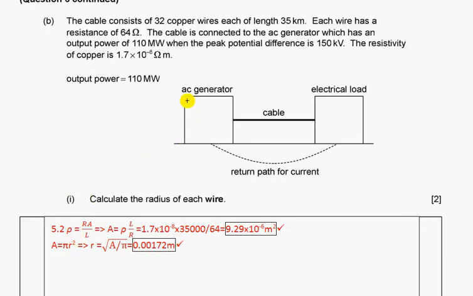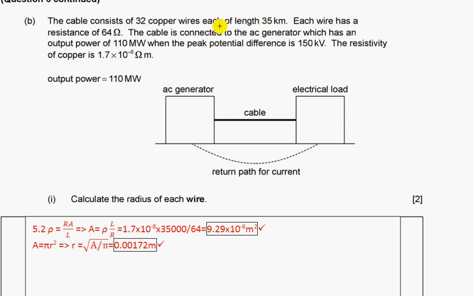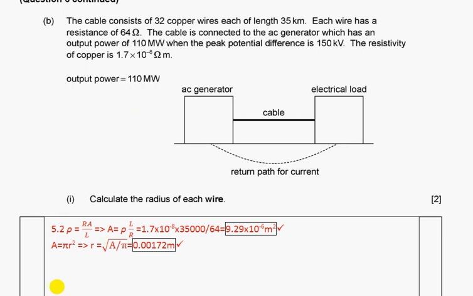Here we have an AC generator, cable, and electric rod. The cable consists of 32 copper wires with so much length. Each wire has so much resistance. The cable is connected to an AC generator with this output power. A peak potential difference is so much. The resistivity of copper wire is so much. Calculate the radius of each wire.